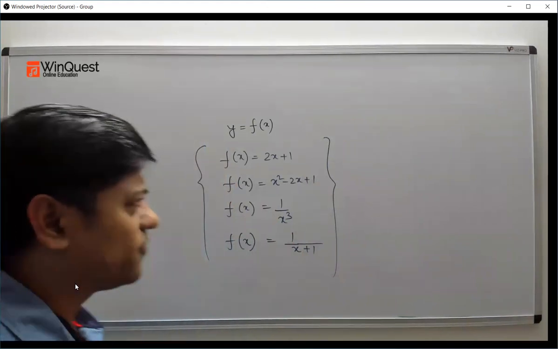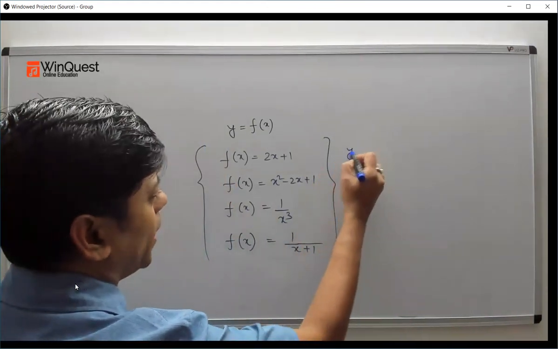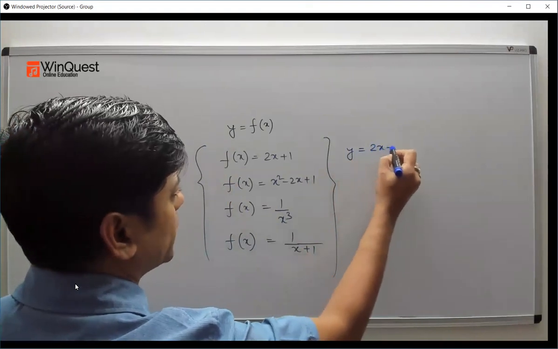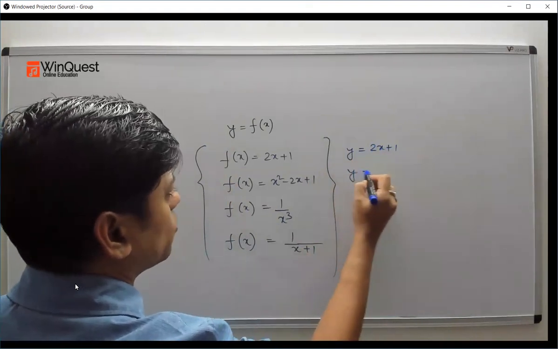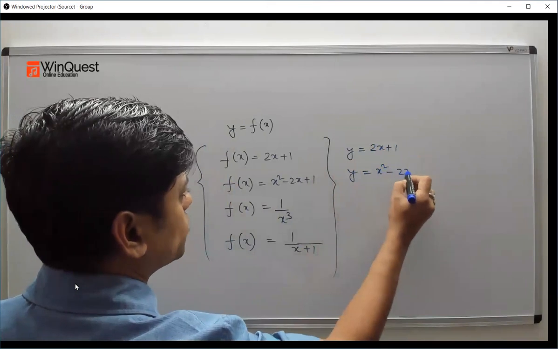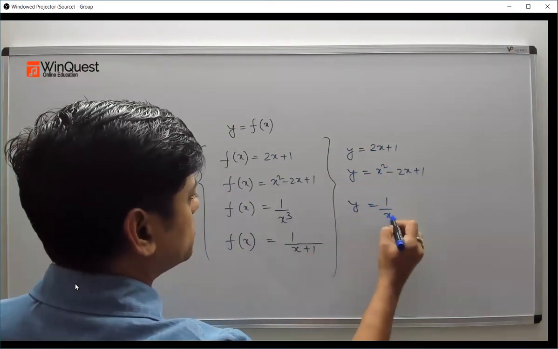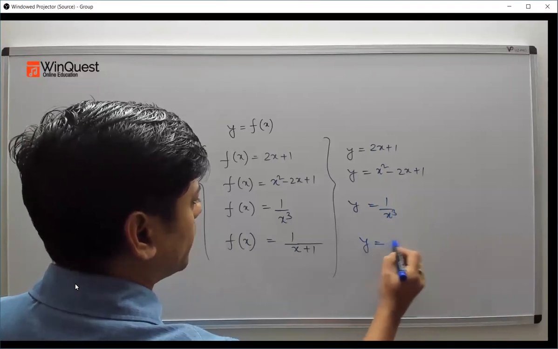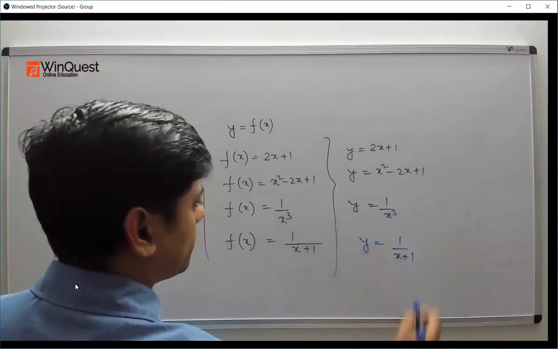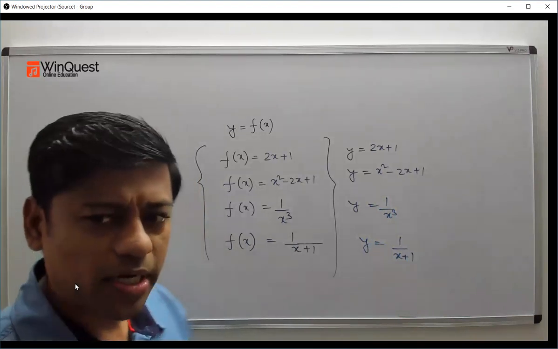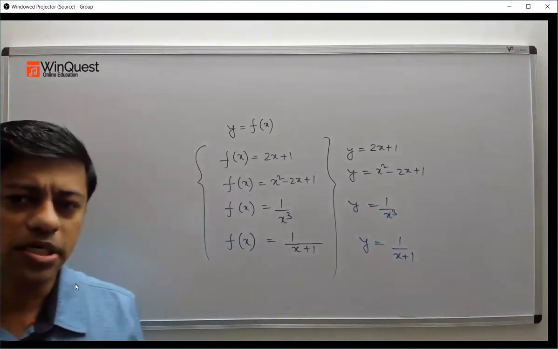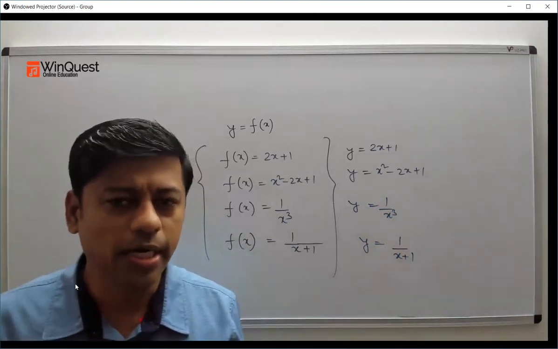Okay. I could have written something like this also: y equals 2x plus 1. y equals x squared minus 2x plus 1. And I could have also written y equals 1 by x cubed and y equals 1 by (x plus 1). Okay. I could have written it. Yes or no? I could have written it, right? Yes.